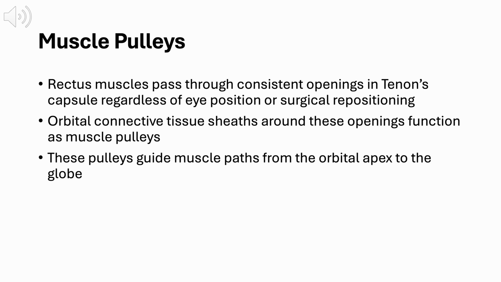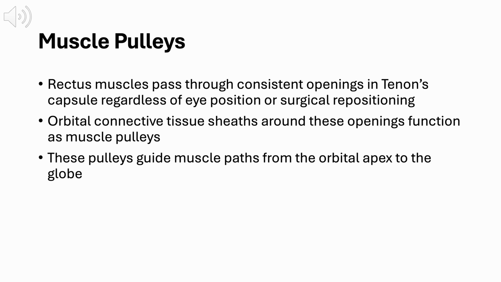Here we introduce the concept of muscle pulleys and why they matter for eye movement control. The rectus muscles pass through consistent openings in Tenon's capsule, and importantly, those openings remain stable regardless of eye position or even after surgical repositioning of the muscle insertion. This means the effective path of the muscle is not determined only by where it inserts on the globe.